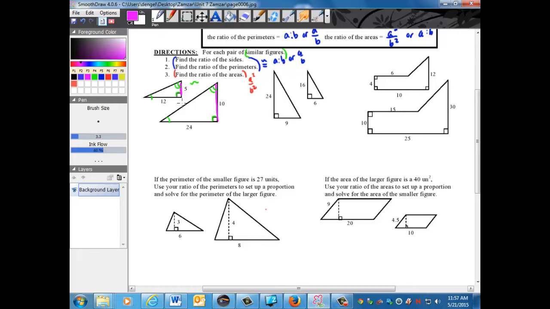So we have a height of 5 and height of 10. I'm going to write 5 over 10. I'm going to reduce 5/10 and I get 1/2. So 1/2 is going to be my side ratio. It's also going to be my perimeter ratio. Okay, and then we're also asked to find the ratio of the area. So we take 1/2, we square 1 and 2, and we get 1/4, and that's going to be our area ratio, 1/4.